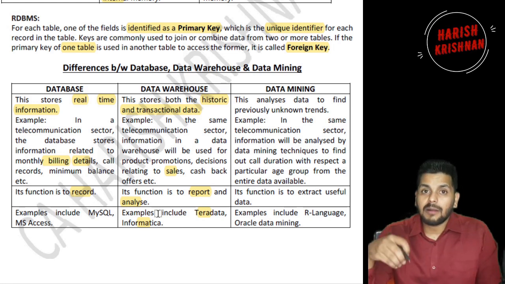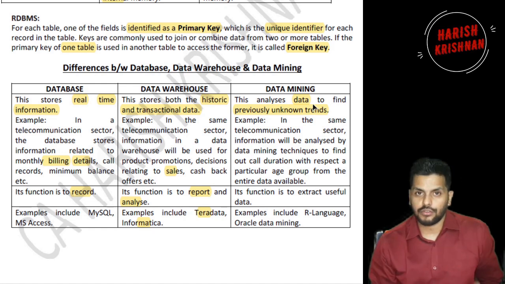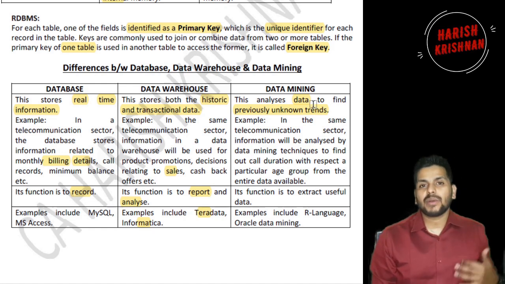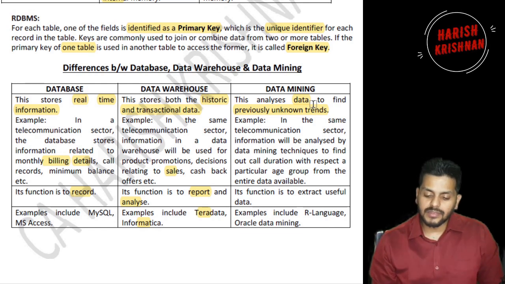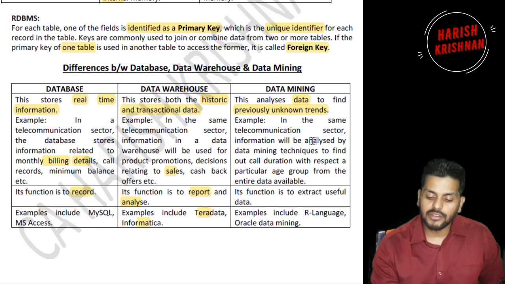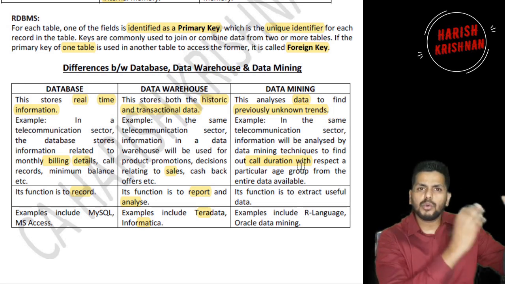Then data mining: this is an activity to analyze data to find previously unknown trends. Now if you know what the trend is, then why will you analyze? So for previously unknown trends, we'll try and analyze what it is. In the same telecommunication sector, continuing the same example, information will be analyzed by data mining techniques to find out the call duration with respect to a particular age group from that huge data warehouse.